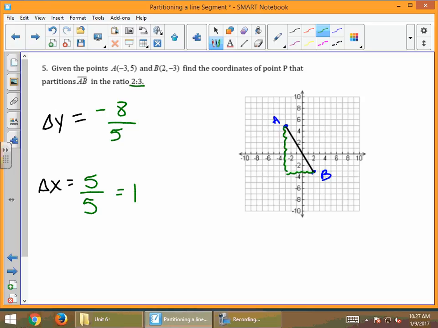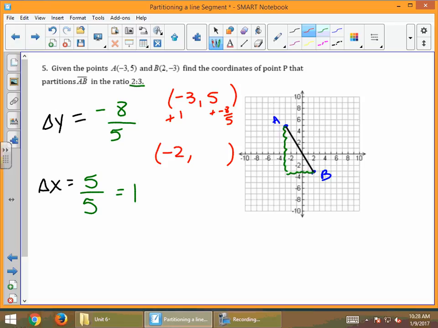Again, this is why graphing calculators are great, because they make fractions really easy. So what you're going to do, write the point you counted from. We counted from A, so A is going to go first. Add these values. We're going to add 1 to the X. We're going to add, or subtract, doesn't matter, -8/5 to the Y. Well, easy math, -3 plus 1 is -2. That's 5 plus -8/5. Leave it as an improper fraction.